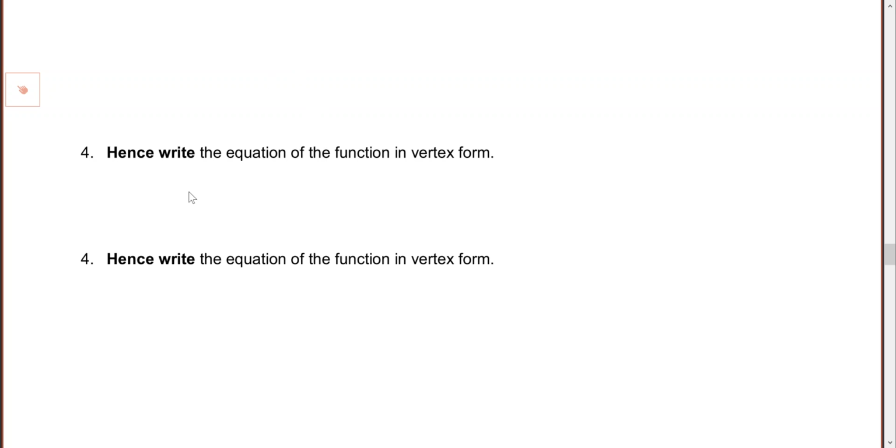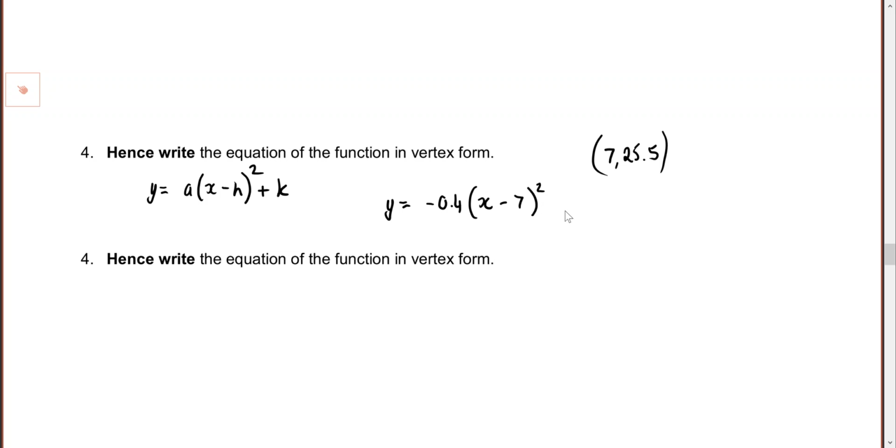Well, that would have just been, well, we know the coordinate of the vertex is 7, 25.5. You said, I don't recognize that number, but I'm going with it. So vertex form is y equals a(x minus h) squared plus k. Recognize the completed square form, vertex form. So we would then have y equals negative 0.4, there should be a squared there, (x minus 7) squared plus 25.5.